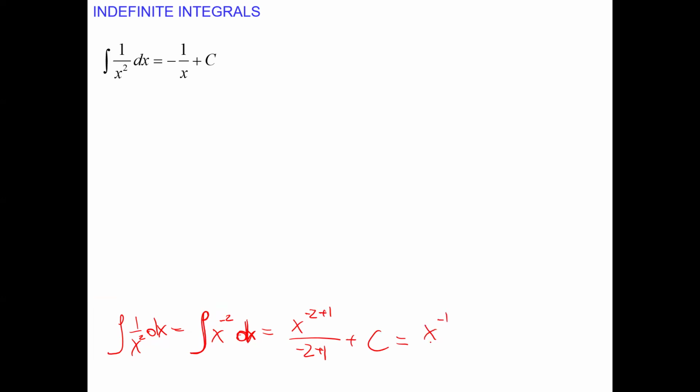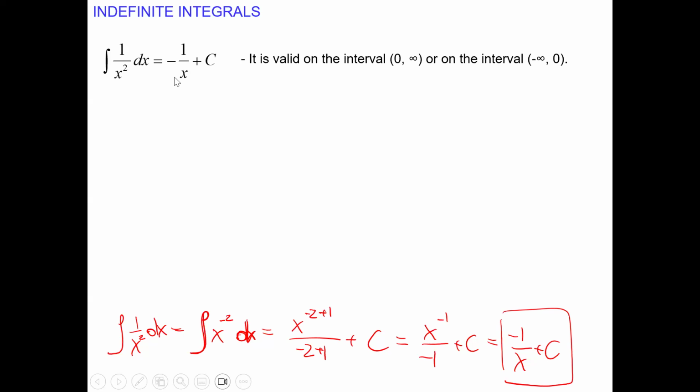And then this is x to the negative 1 over negative 1, and we may say that this is an equivalent expression without a negative exponent. Okay, that means that's this. And now this will be always true, for all of the x's except 0, because this function is not defined at 0.